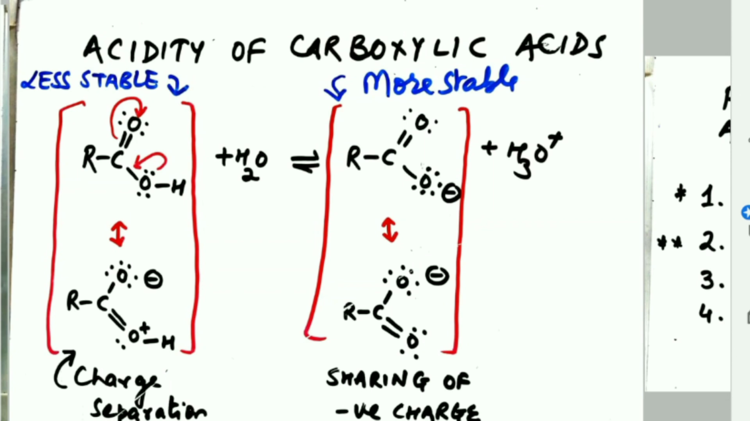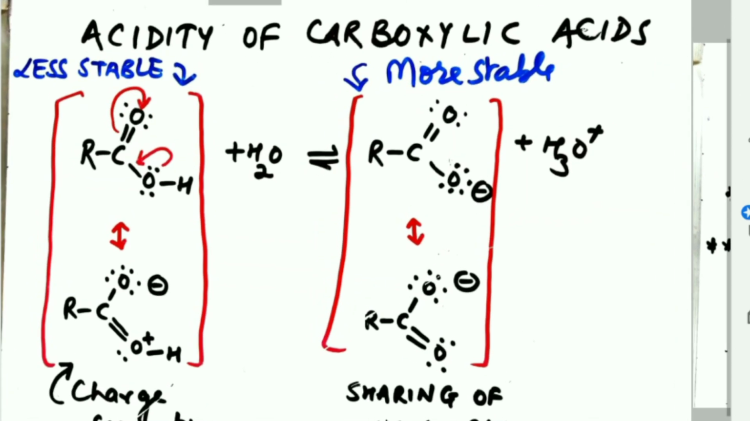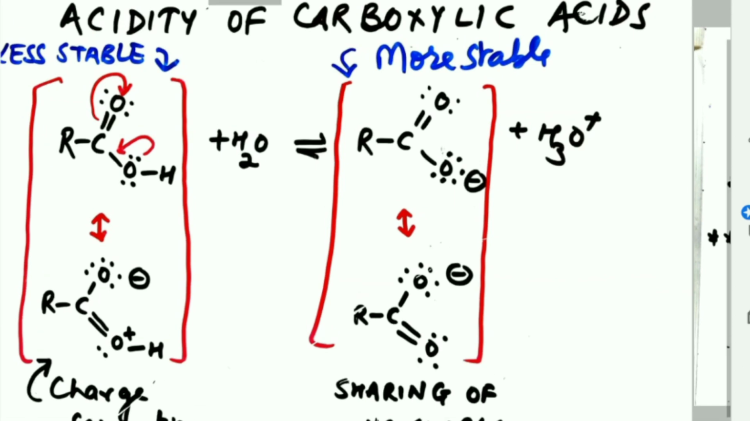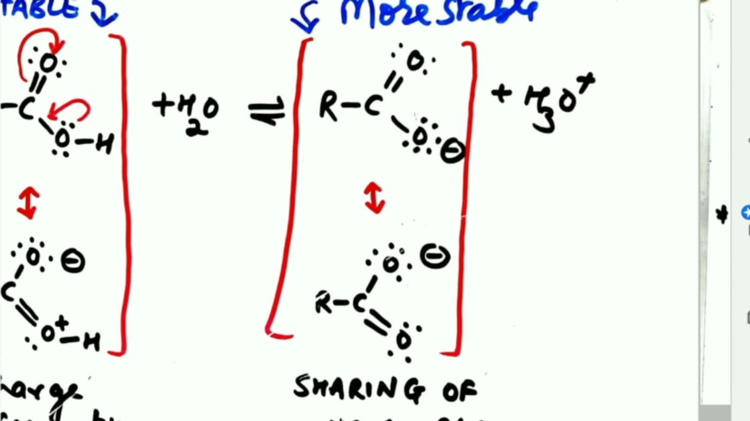Why are carboxylic acids more acidic? Because when you take carboxylic acid and dissolve it in water, it would give carboxylate ion and hydronium ion. This carboxylate ion is resonance stabilized because of delocalization of the negative charge.